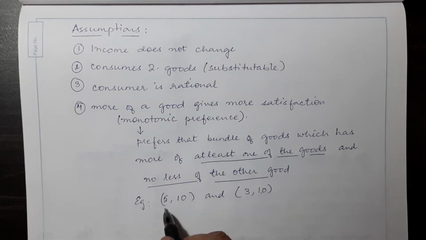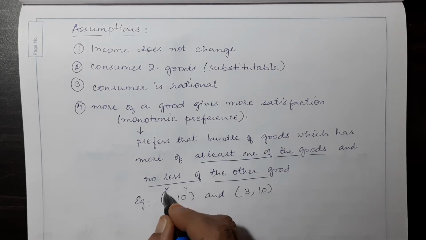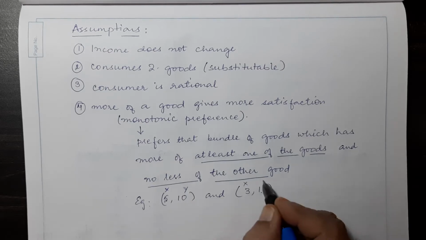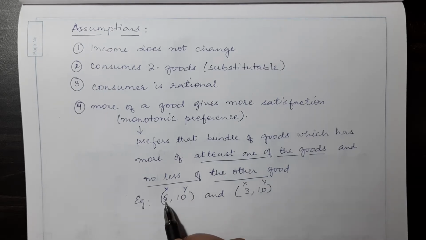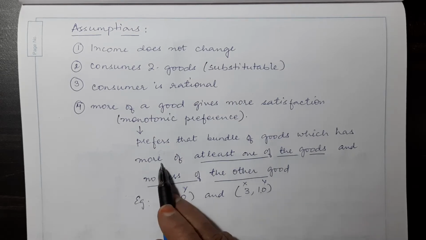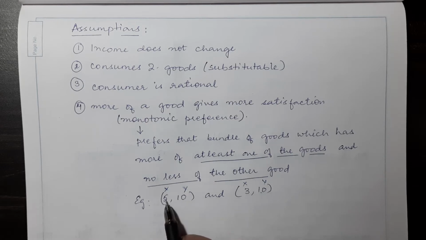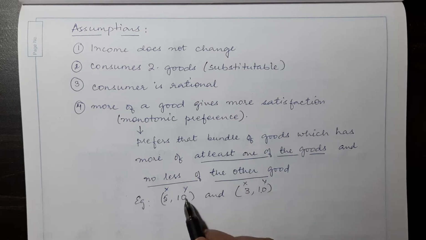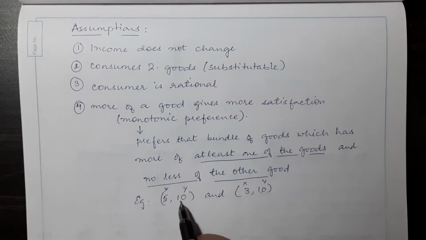Let us represent them with x and y. That means if he consumes 5 units of good x and 10 units of good y, then on the other hand, he consumes 3 units of good x and 10 units of good y. So you see over here, one of the goods is more. That means x has increased from 3 to 5, whereas no less of the other good. The other good is y. He's consuming 10 and 10. It is no less than the other combination. Alright, so this is called the monotonic preference.